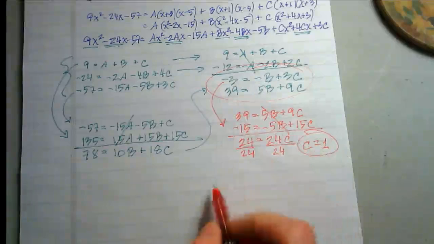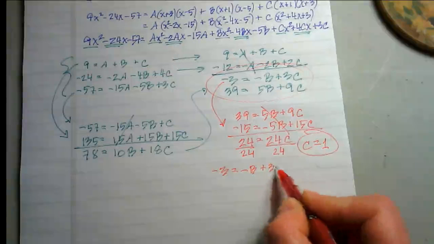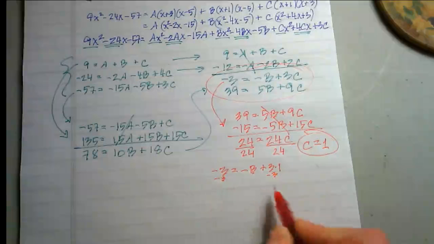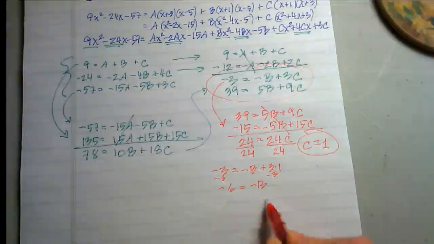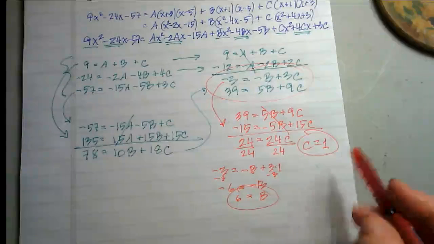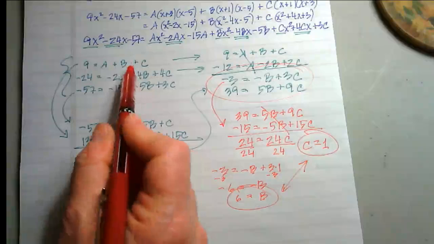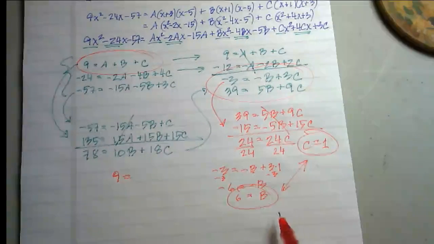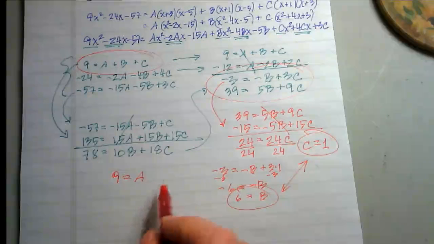I'm going to take the negative 3 equals negative b plus 3 times 1. 3 times 1 is 3, and if I subtract 3 from both sides, negative b equals negative 6, or b is 6. And then I'm going to take both of these values back to an equation, 1, 2, or 3. Plug these values in. Let's see, I don't know a.